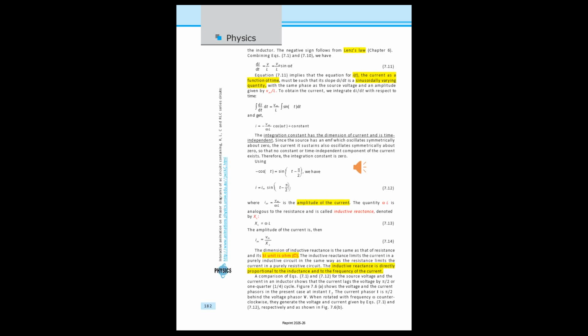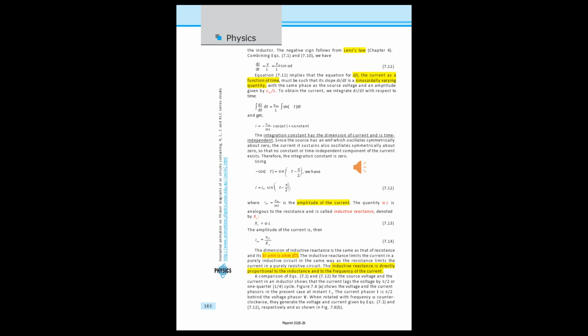And we get I is equal to minus Vm by omega L into cos omega t plus constant. The integration constant has the dimension of current and is time independent. Since the source has an EMF which oscillates symmetrically about zero, the current it sustains also oscillates symmetrically about zero, so that no constant or time independent component of the current exists. Therefore, the integration constant is zero.